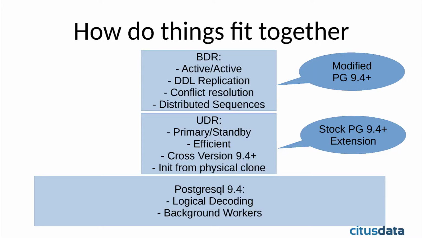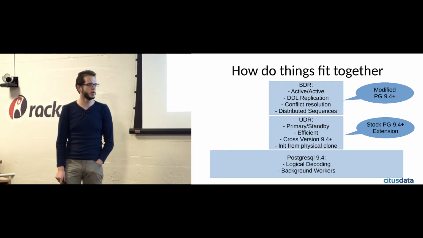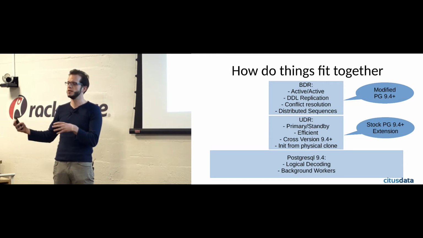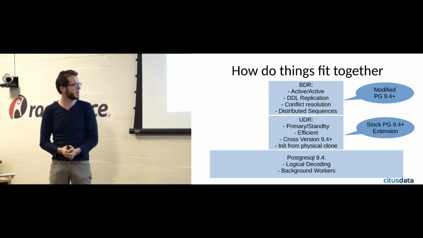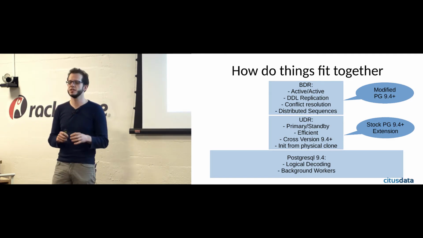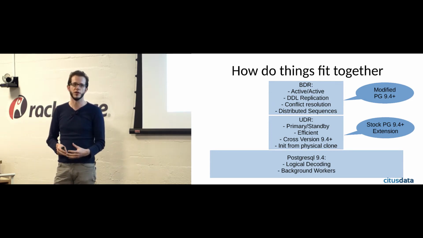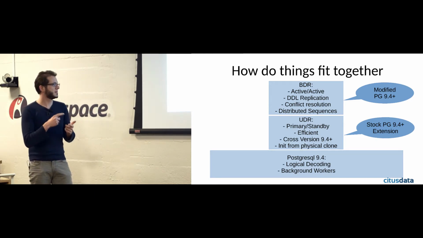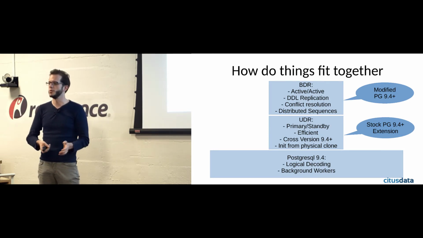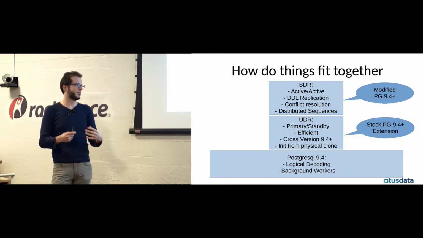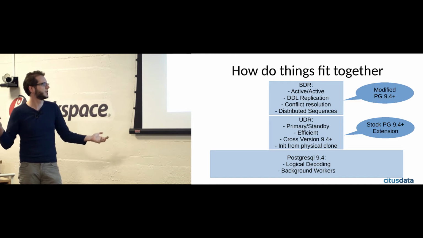So how do these solutions fit together? We have Postgres 9.4 with the aforementioned logical decoding. We now have background workers, which means we can integrate additional logic into the database and can control things from there. And then we have UDR, and UDR works against stock Postgres 9.4, and it provides replication with stock 9.4. But it only supports primary-standby, or hot and passive, or however you want to call it, type of replication. And that's pretty good for some things, not for everything.